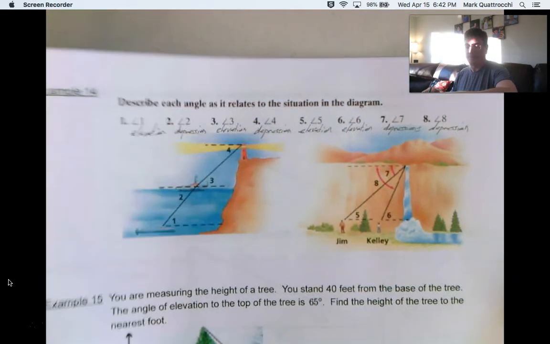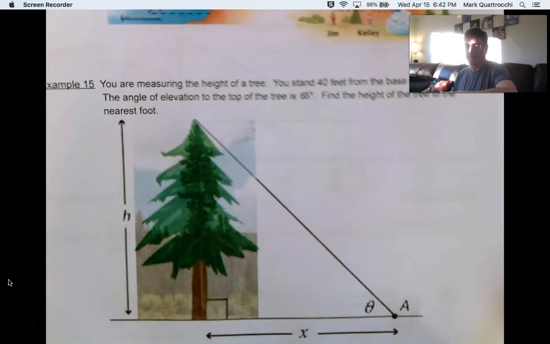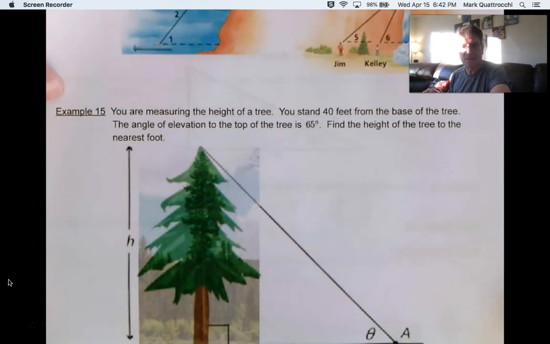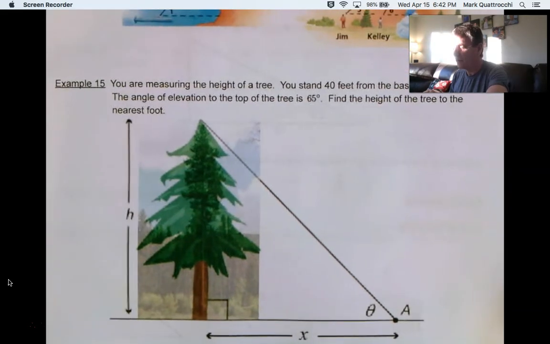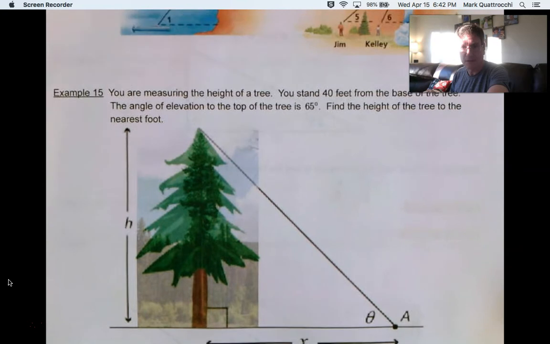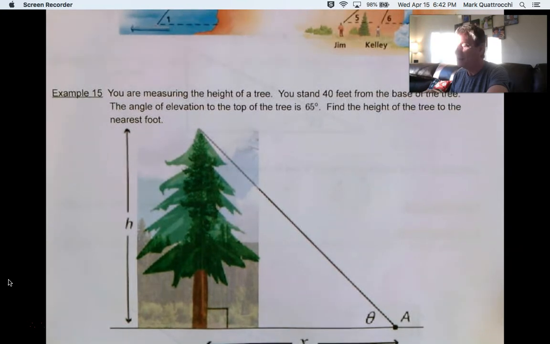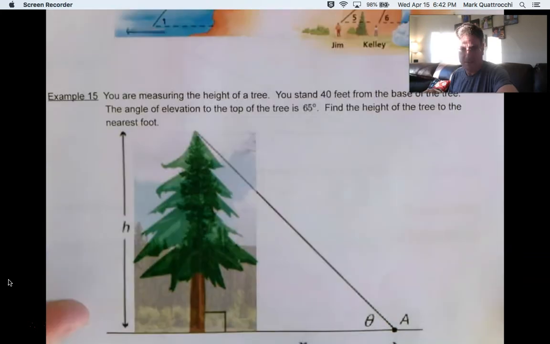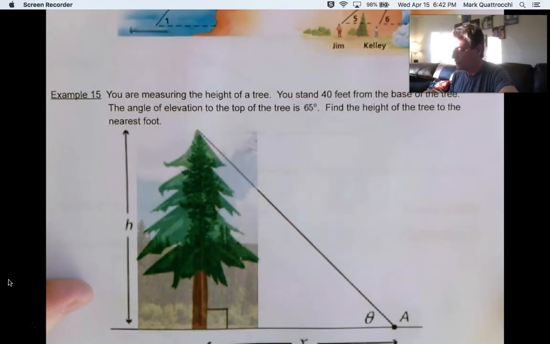All right, example 15. Measuring the height of the tree. We stand 40 feet. This is actually a really good problem. It's well designed. There's one small mistake that I will explain to you in a minute on the next page. I think it's the next page. Yes, it's the next page. It's a very well designed problem.